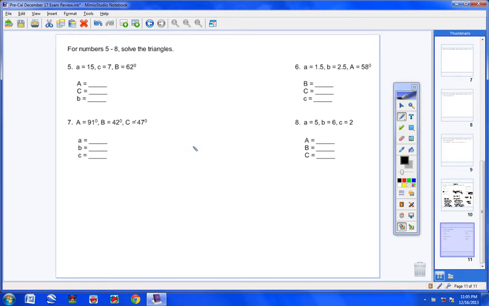Okay, let's see if we can't make a little sense out of these problems. First of all, I encourage you guys to always get a little picture of the triangle. It does not have to be drawn to scale whatsoever. I draw mine the same every time like that, and I just say A, B, and C. Now, according to this, side A is 15, so here's angle A, go straight across. This is 15. Side C is 7, so here's angle C, go straight across. Here's side C. And angle B is 62 degrees.